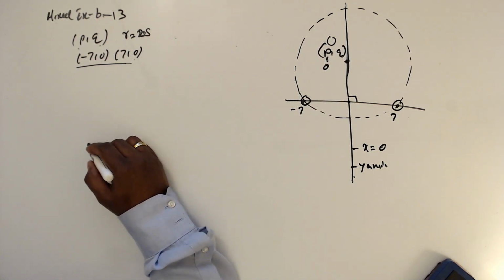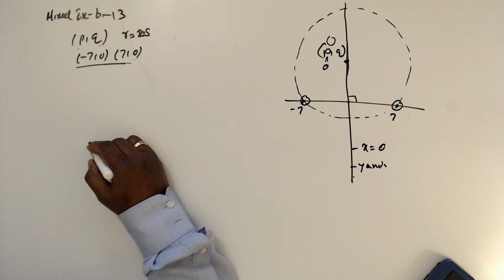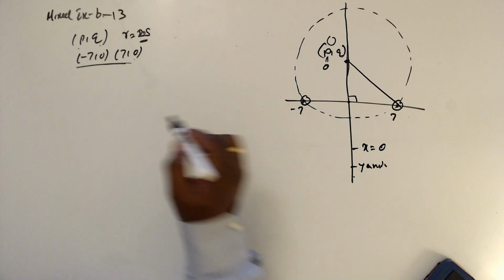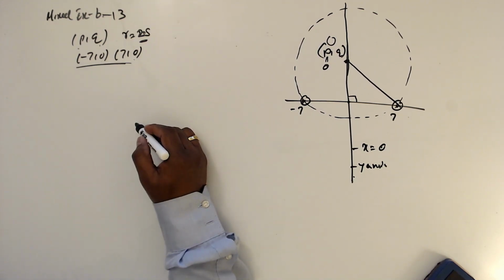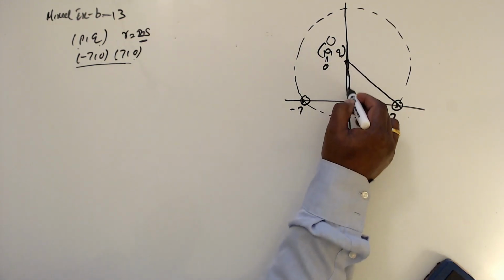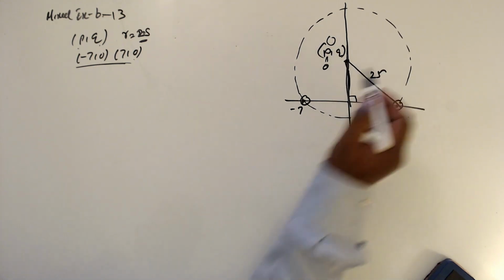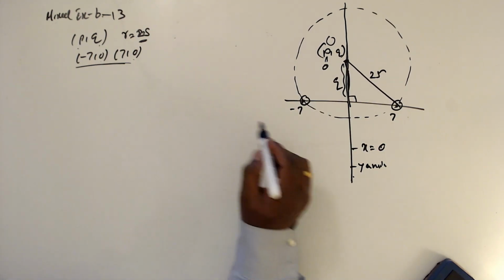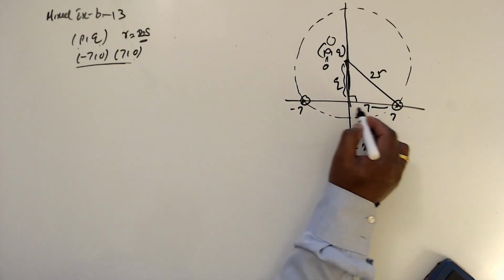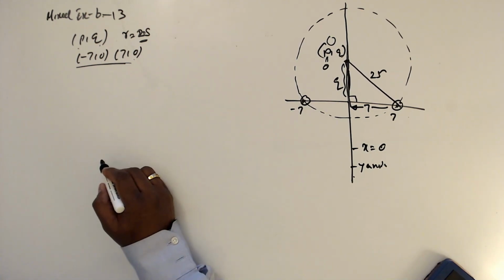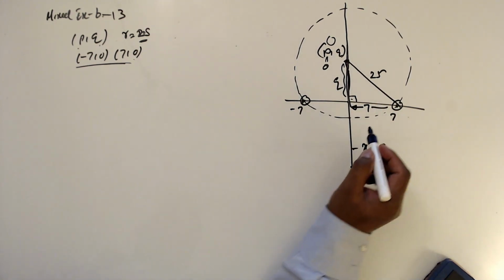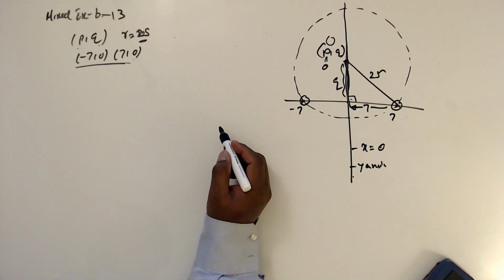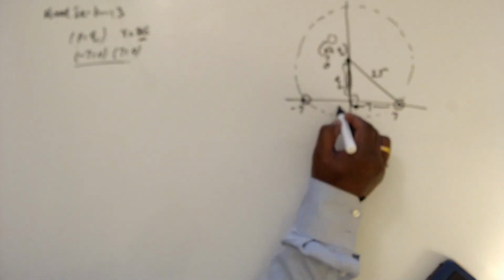Now we need to find Q. Another data is given: R equals 25. Now this is 25. This height is Q. This length is 7. Now from Pythagoras theorem, I will write this triangle.